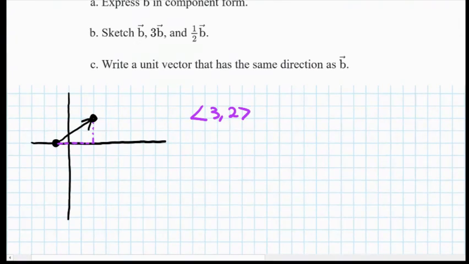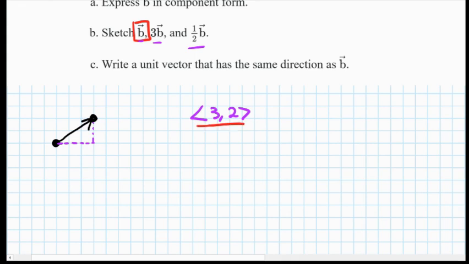Now it says sketch b, 3b, and 1/2 b. So we'll do this in a couple different colors here. B just means that it doesn't have to be on this coordinate plane anymore. It can just be in space, right? So if I know the components, if I were to redraw this, I would just anywhere in space draw a vector that goes 3 units to the right and 2 units up, making sure that my direction is correct.